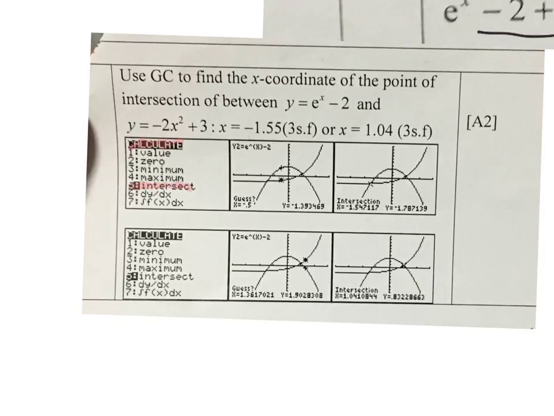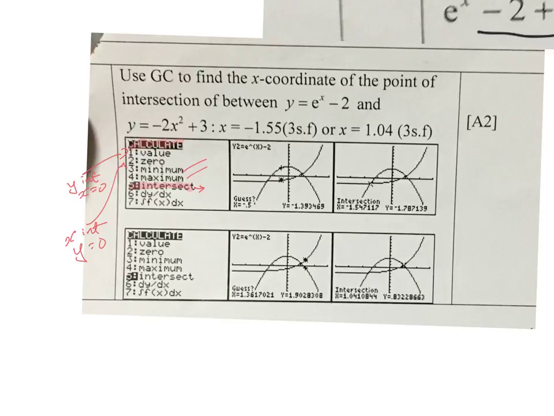Don't go and use maximum or minimum. I have said this before in class. Value is for calculating the y-intercept, where you just put x equals 0. Zero is for calculating the x-intercepts, where y equals 0. Minimum is for minimum, maximum for maximum, and intersect is for when you want to find the point of intersection between two graphs.